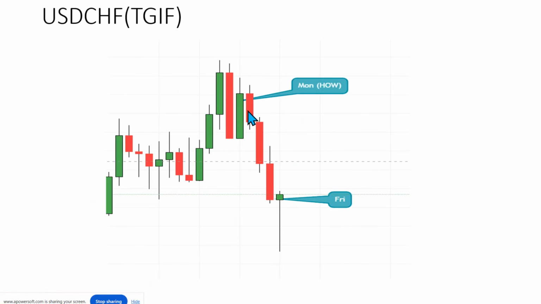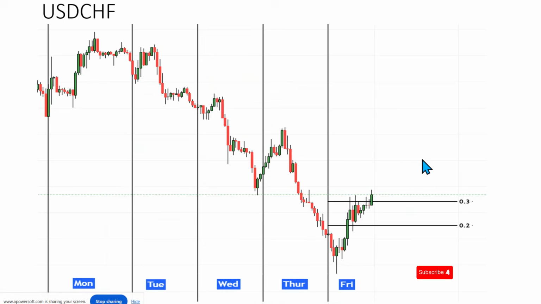USD CHF, you can see Monday. This is Monday. Monday formed the high of the week. Then it is Tuesday, Wednesday, Thursday, and Friday. See, Friday is a bullish candle. You can see all these at some point was a bearish candle, and then we finally had all this retracement to close the bullish candle. So that retracement is your TGIF setup on Friday.